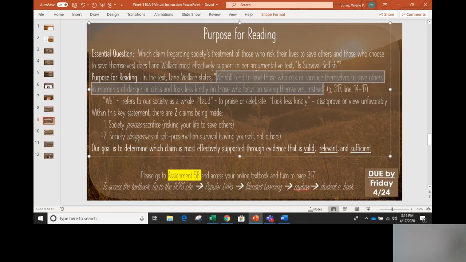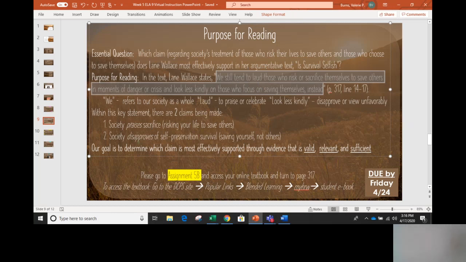Number one, that society praises sacrifice, in other words, risking your life to save others, and also that society disapproves of self-preservation. Okay, so saving yourself and not other people. So the author already has the claim. It already is stated here.